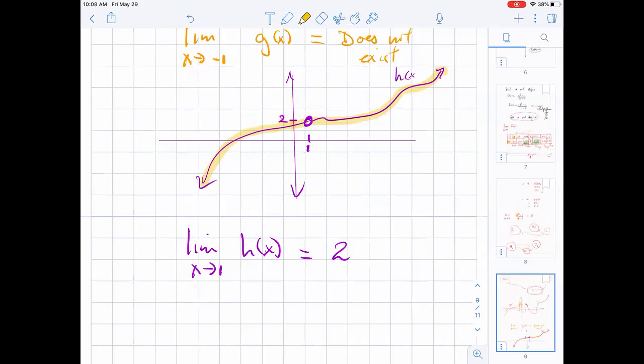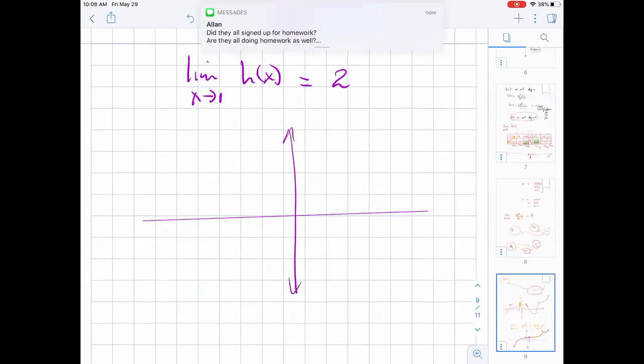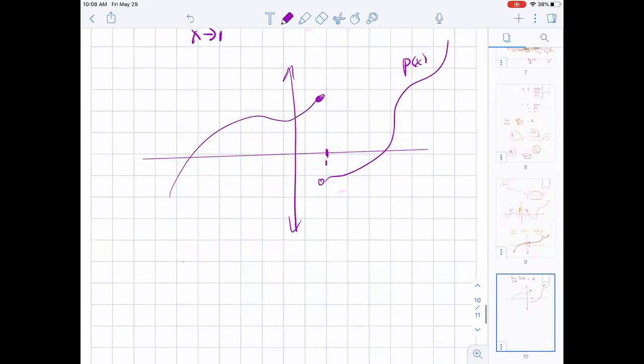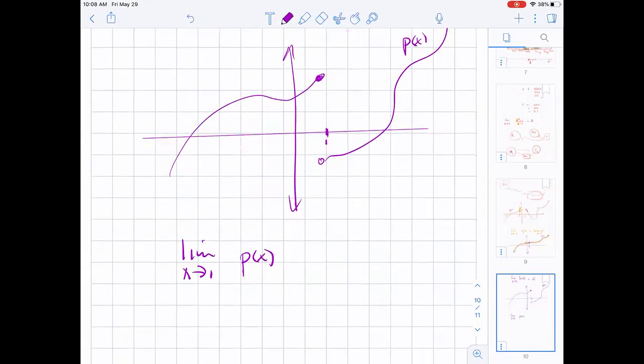If you look at this picture here, let's call this P of x. What is the limit as x approaches 1 of P of x? Please use your words wisely. Sorry, it doesn't exist. Does not exist.